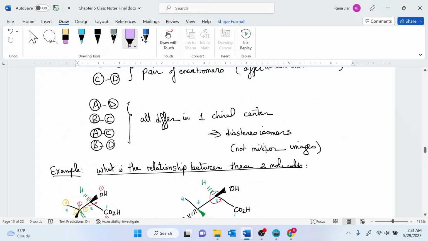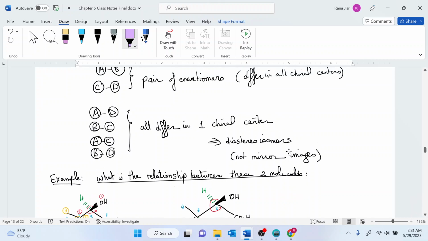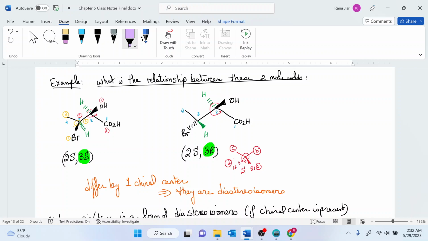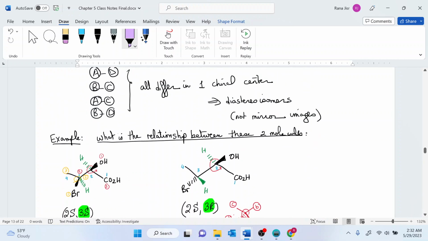Diastereoisomers are not mirror images. These are different than enantiomers. Enantiomers are mirror images. They differ in all chiral centers. So let's have an example.